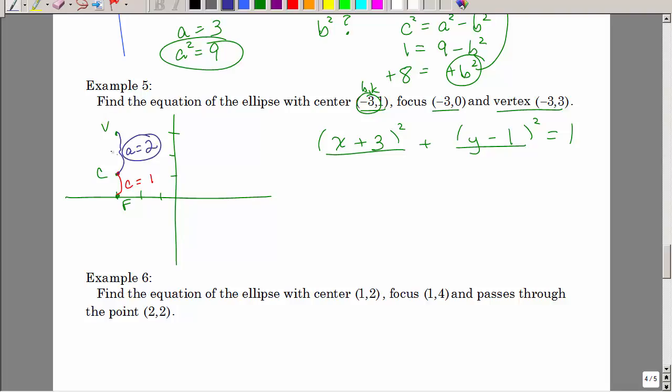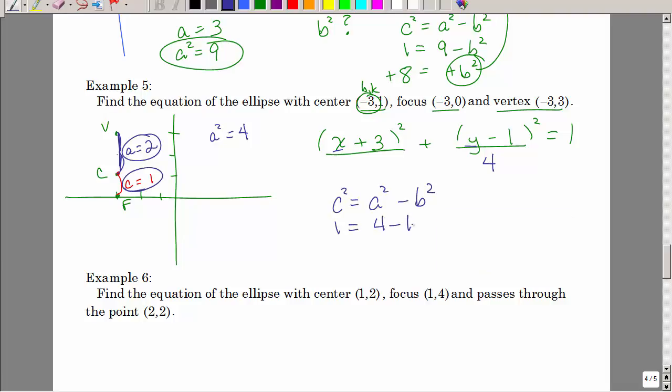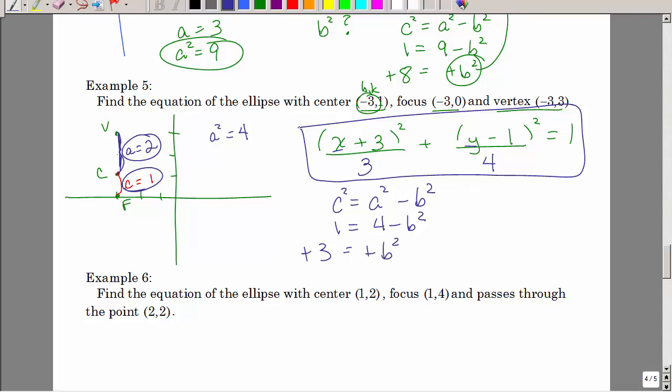And where does A go? Does it go underneath X or does it go underneath Y? Well, you might say it's not just A, it's A squared, and A squared is going to go underneath Y because it's a vertical axis, a vertical major axis. So I just need to know B squared. So that's 1, that's 4, and I think I said C, I meant B. Divide by -1, and so B squared is 3, and that's the equation of that ellipse.